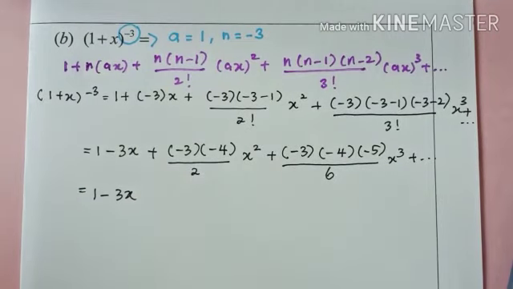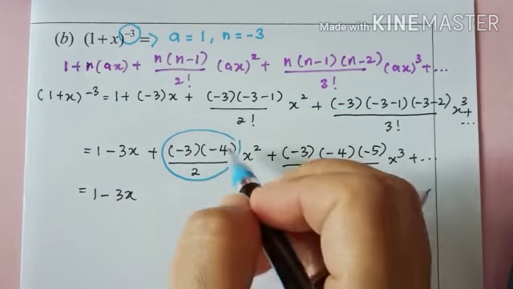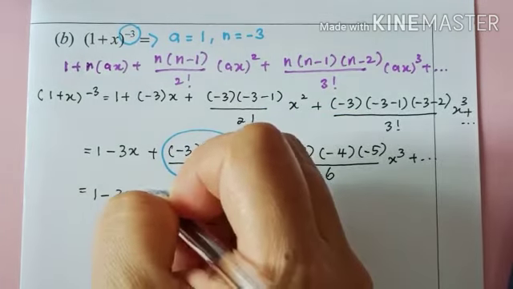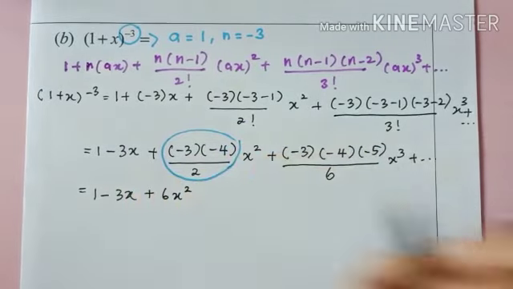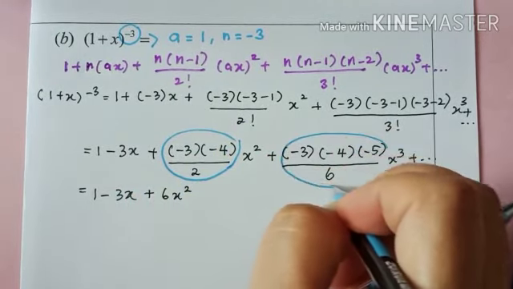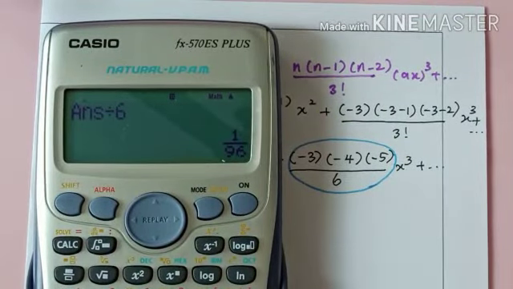Simplify this one. Negative 3 times negative 4 is 12. 12 divided by 2, then you get 6x. You can use your calculator. After that, this one is also the same. Simplify. We just insert the numbers into your calculator.